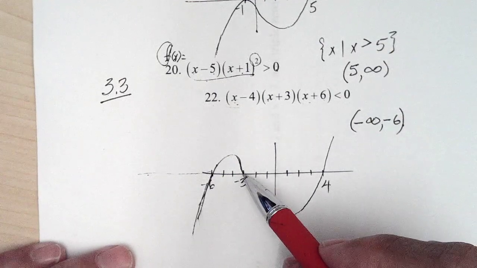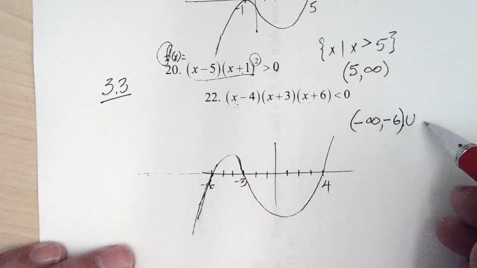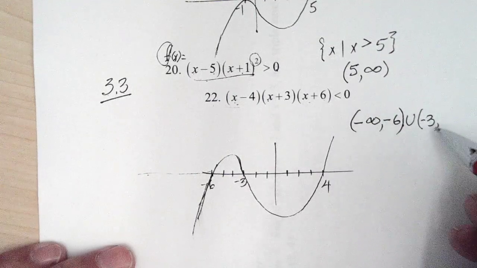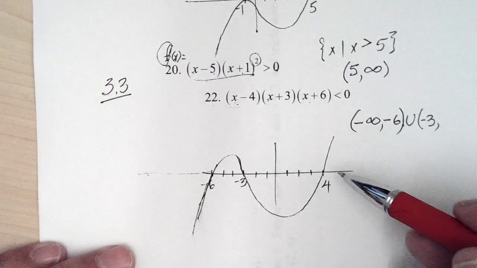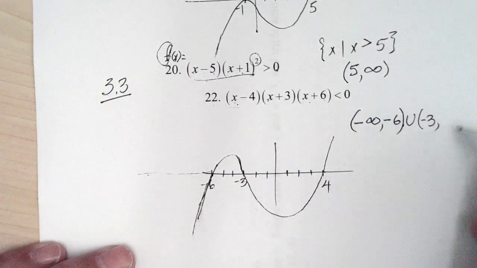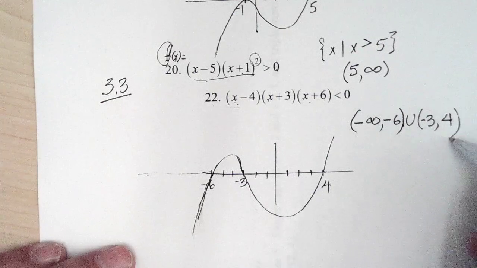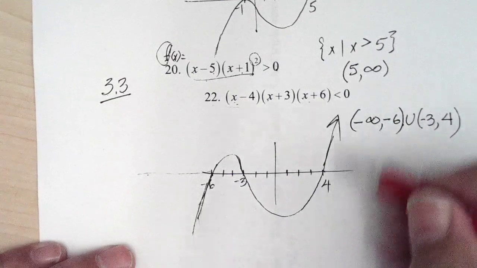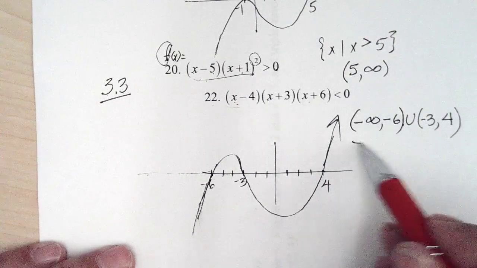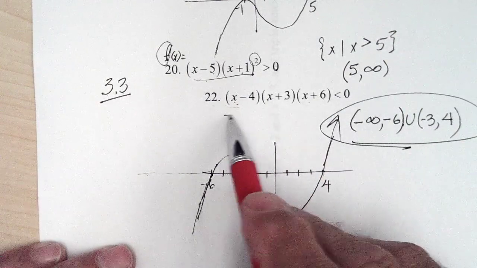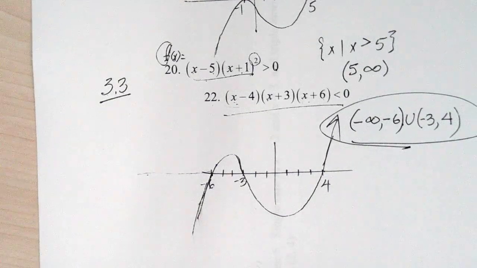And then from negative 3, these are all negative y values, all the way up to 4. And after that, this function goes off to positive infinity, so all the y values are positive there. So this would be the solution to that. Okay?